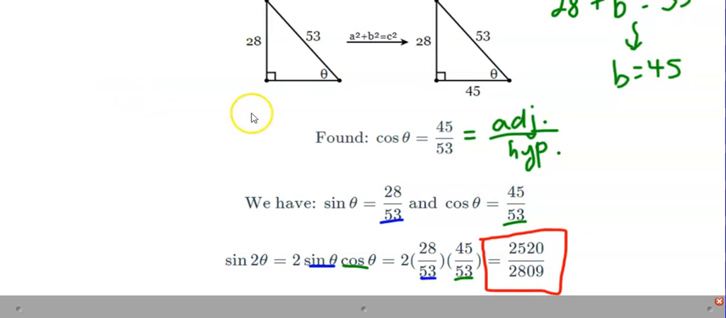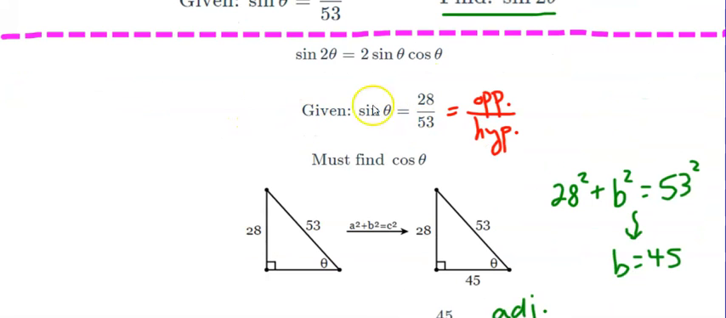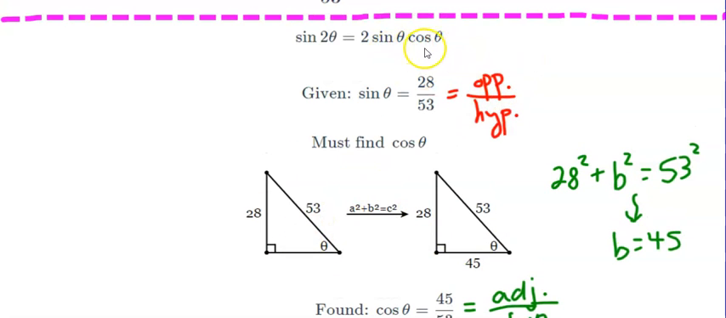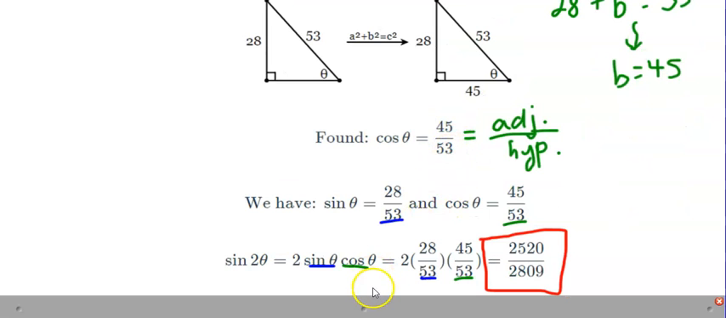So keep in mind that with the sine 2 theta, you have to use this formula, and you will have to use the Pythagorean theorem and right triangles to find the other trig function that you're missing. But once you have that part set up, you just substitute it in, calculate it all, and you are done.